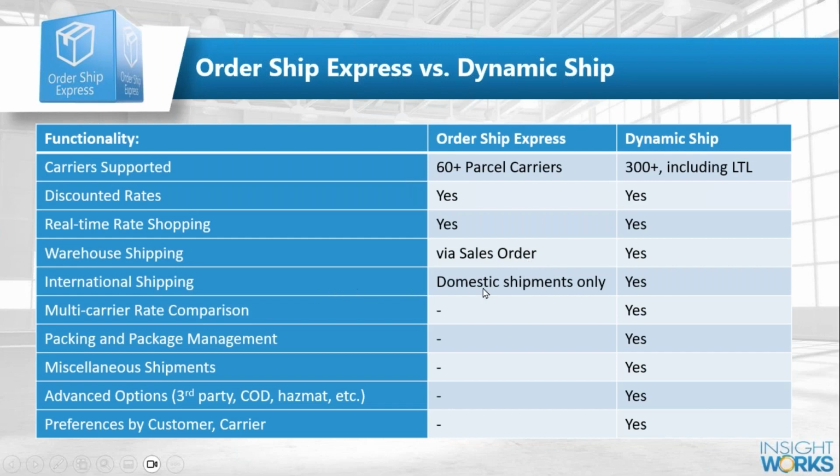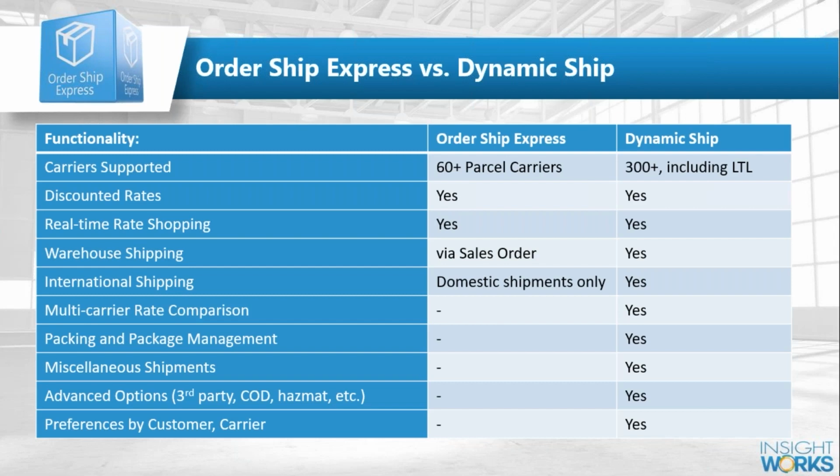And the key one here, that international shipping, we can do domestic shipments only within Ordership Express. So if you're shipping internationally, and you're using Ordership Express, that would be an instance where you'd have to go to the carrier's website or whatever. If you're using Dynamic Ship, of course, that's got all the automated customs clearing and everything like that for international shipments. The other one down here, this multi-rate or multi-carrier rate comparison.